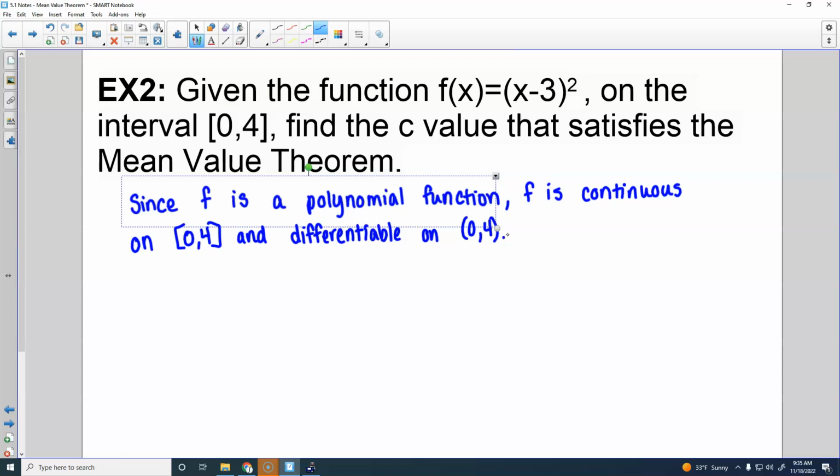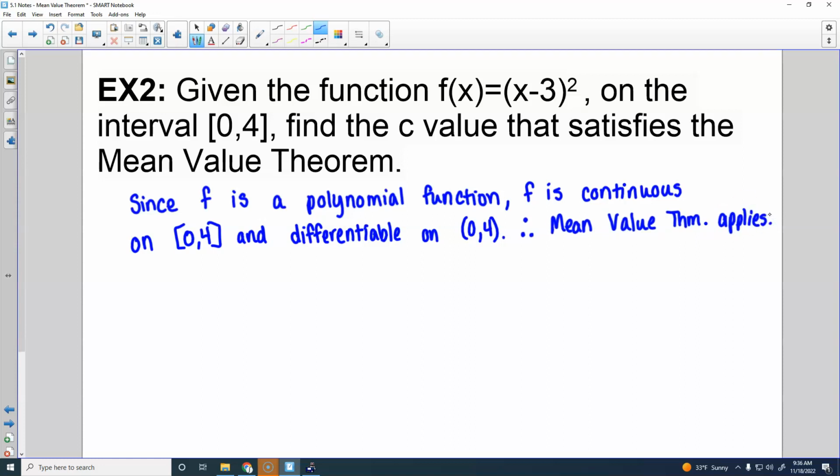Now, I am pretty sure it is okay to just say since f is a polynomial function, it is continuous and differentiable everywhere, since that is the case for this. But I'm going to do it this way on these problems because I think it helps us remember about the closed interval and the open interval. Endpoints are included on continuous, not on differentiable. So when we run into ones that are a little more difficult, we can still know what to do with those. Therefore, mean value theorem applies.